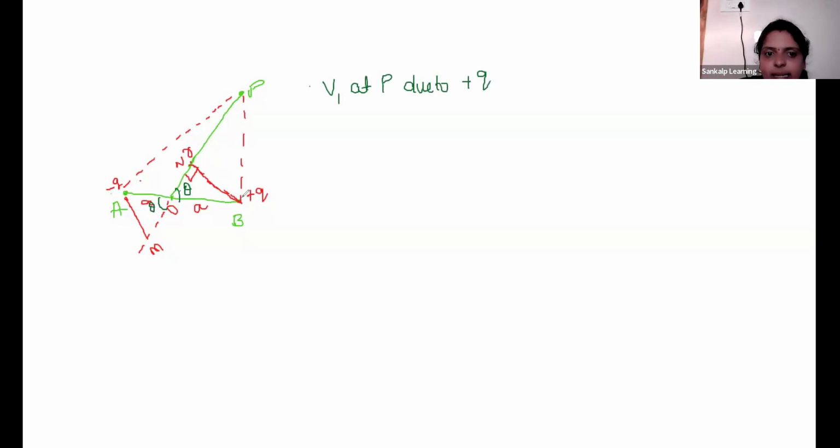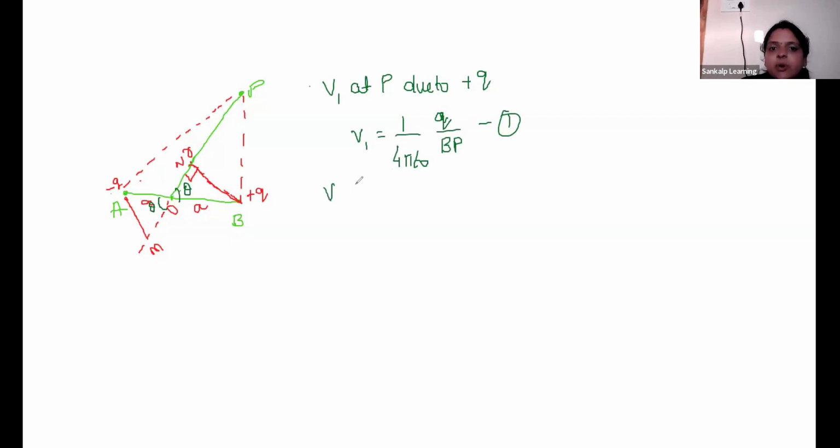So plus Q is here, right? Therefore V1 is equal to, see, the potential expression is 1/4 pi epsilon naught Q divided by the distance, which is BP here. I am taking only BP. In some textbooks there is R1, R2, that also you can take, no problem. So this is Q divided by BP.